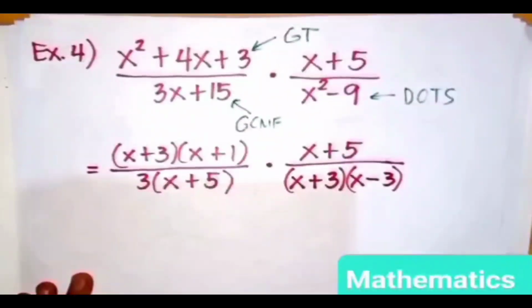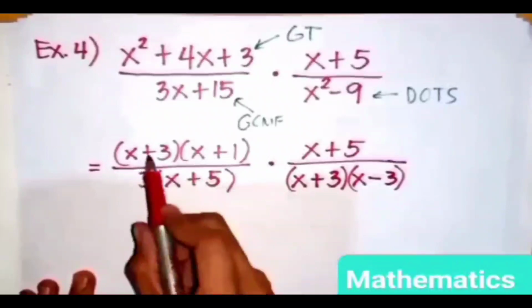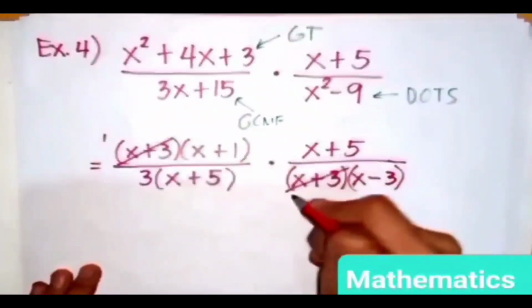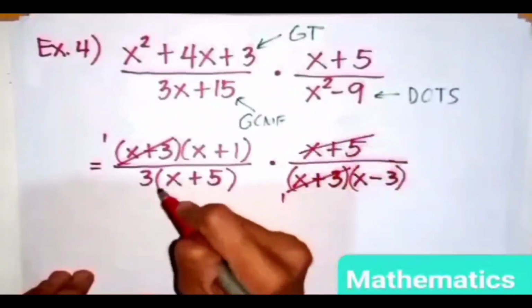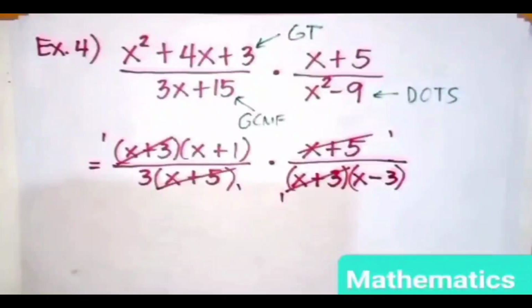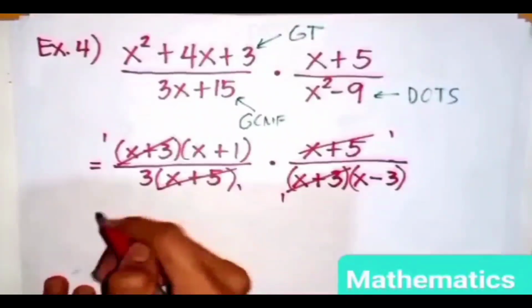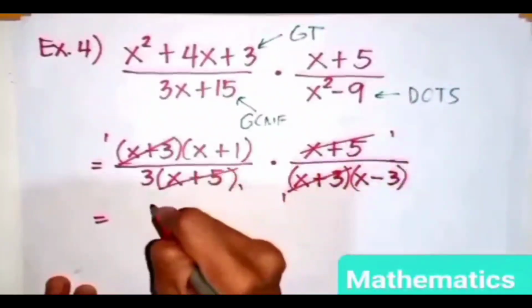After factoring, pwede na tayong mag-cancel out ng common factors. So, hanap tayo ng may common factors dyan. So, we have x plus 3, x plus 3. Cancel yan. That's 1, 1. Next, x plus 5, x plus 5. Cancel na din. So, 1 din yan, 1 din yan. Then, pwede natin i-multiply yung ating mga remaining numerators at ang ating remaining denominators. So, we now have 1 na lang yun, x plus 1 times 1. So, we have x plus 1.